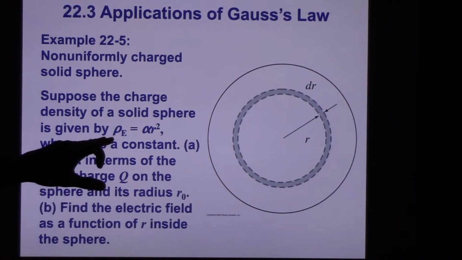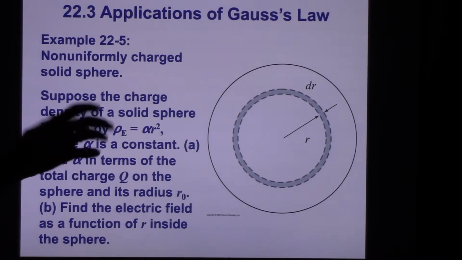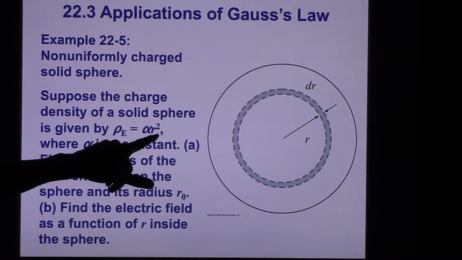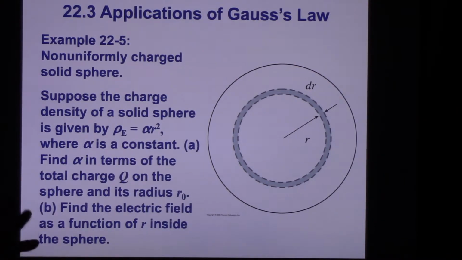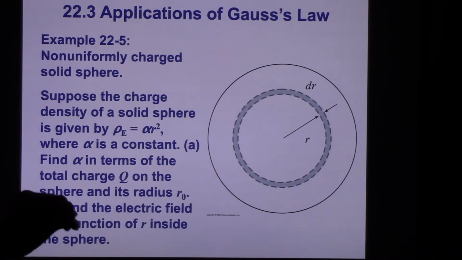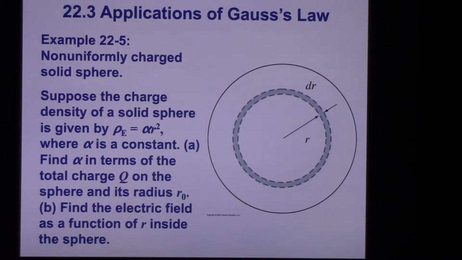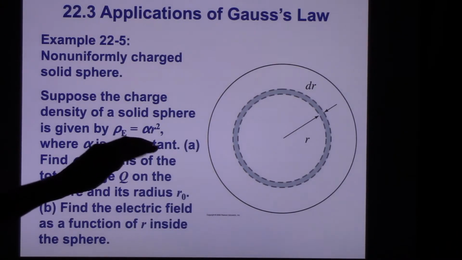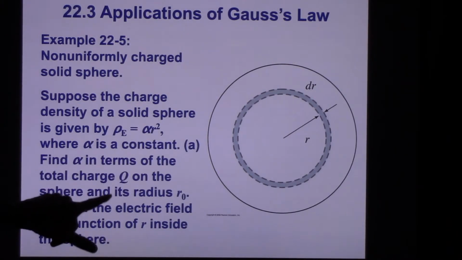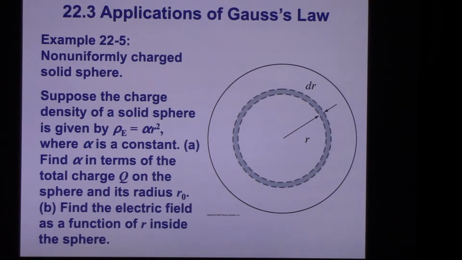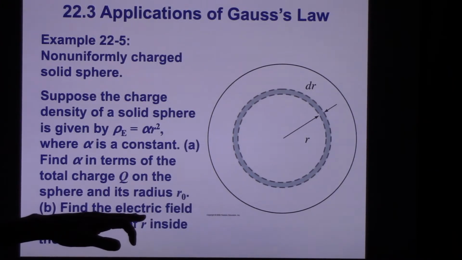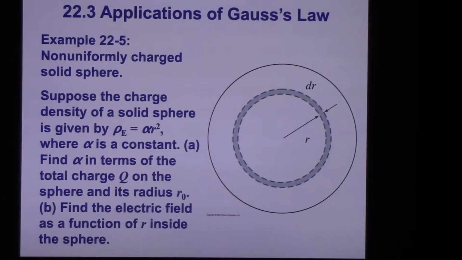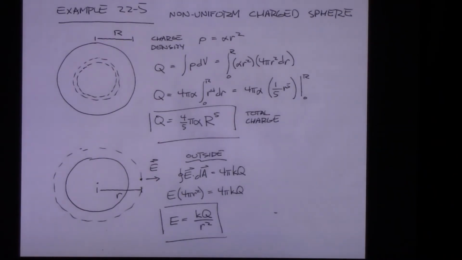So what I'm going to say is that there's a charge distribution given by rho, and that's equal to some constant alpha times r squared. So the charge is placed more and more densely as we move towards the outside of the sphere. Now the first thing we want to do is say, okay, if that's what the charge density looks like, what's the total charge on the entire sphere? And then once we've done that, we can come back and use Gauss's law to calculate the electric field.